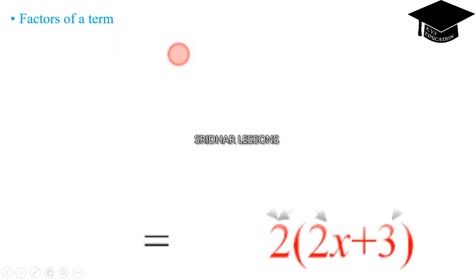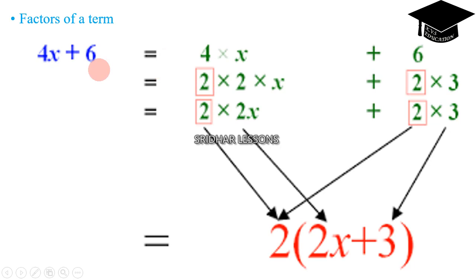Factors of a term. 4x plus 6. 4x can be written as 4 into x. So the factors of 4 are 2 into 2 into x. That is 2 into 2x. Plus 6, we can write 6 as 2 into 3. If we take 2 as common, we can write this expression as 2 into (2x plus 3). Here we have 2, here we have 2, taken out the common 2.